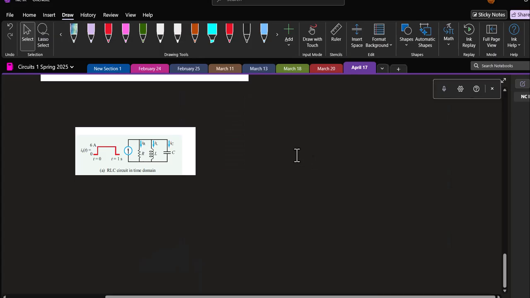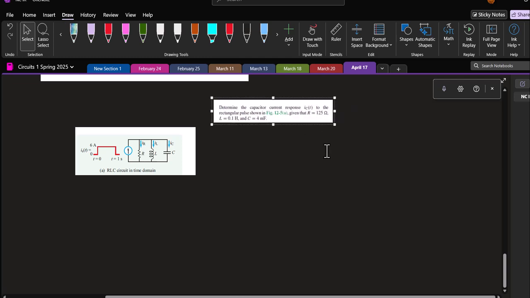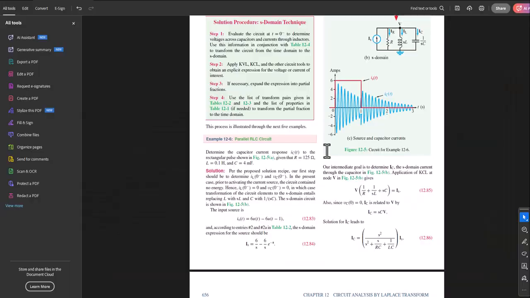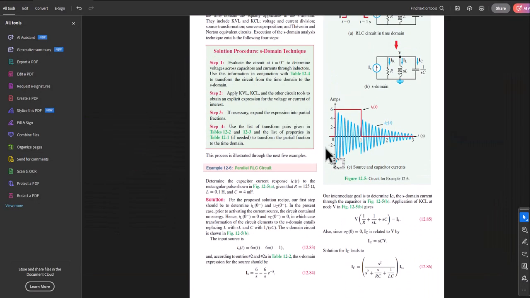So we're going to walk through this one and see how it all comes together. So this is an actual problem example. Okay. So the first thing that we need to do is to transform everything into the S domain.